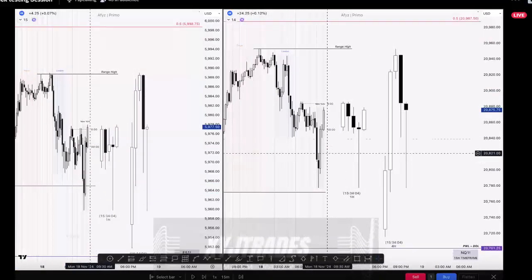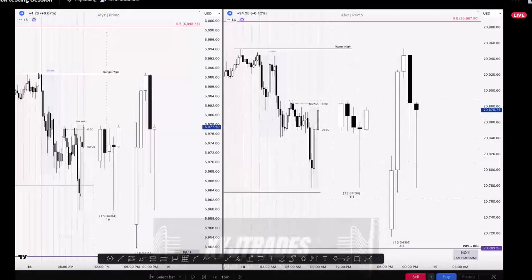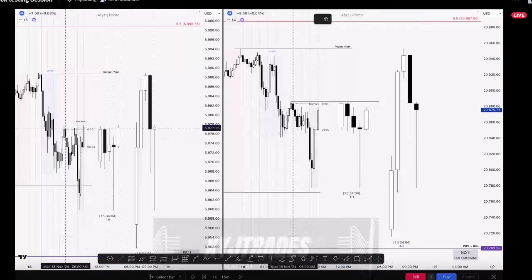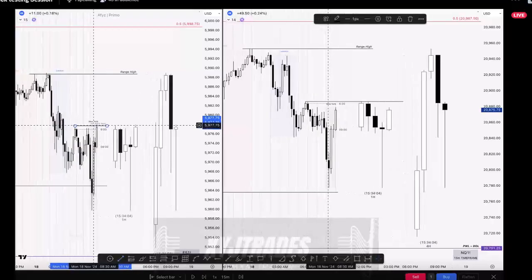Okay, 9 a.m. pushes up higher. Again, here are my hourly levels. I have some hourly liquidity that rests up here. I'll mark that out. Okay, I'm considering 9 a.m. could be a potential reversal, right?